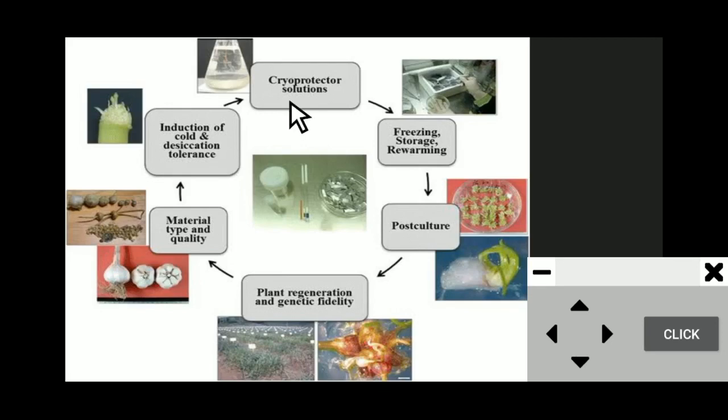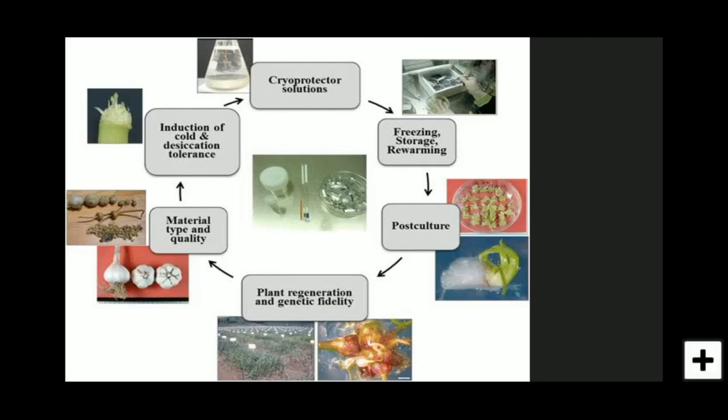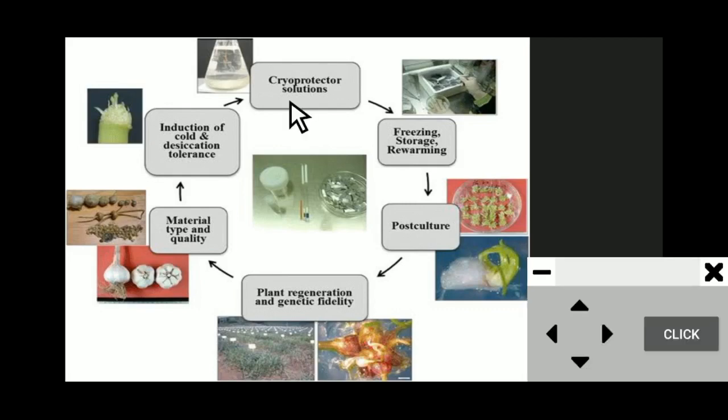So after culturing the shoot tips in the presence of cryoprotectant for about 48 hours, that culture will be subjected to desiccation. Desiccation is nothing but removal of freezable water from the cells or tissues before freezing. The desiccated cells have a high survival capacity when immersed or stored in liquid nitrogen. After desiccation, the material is ready for freezing.